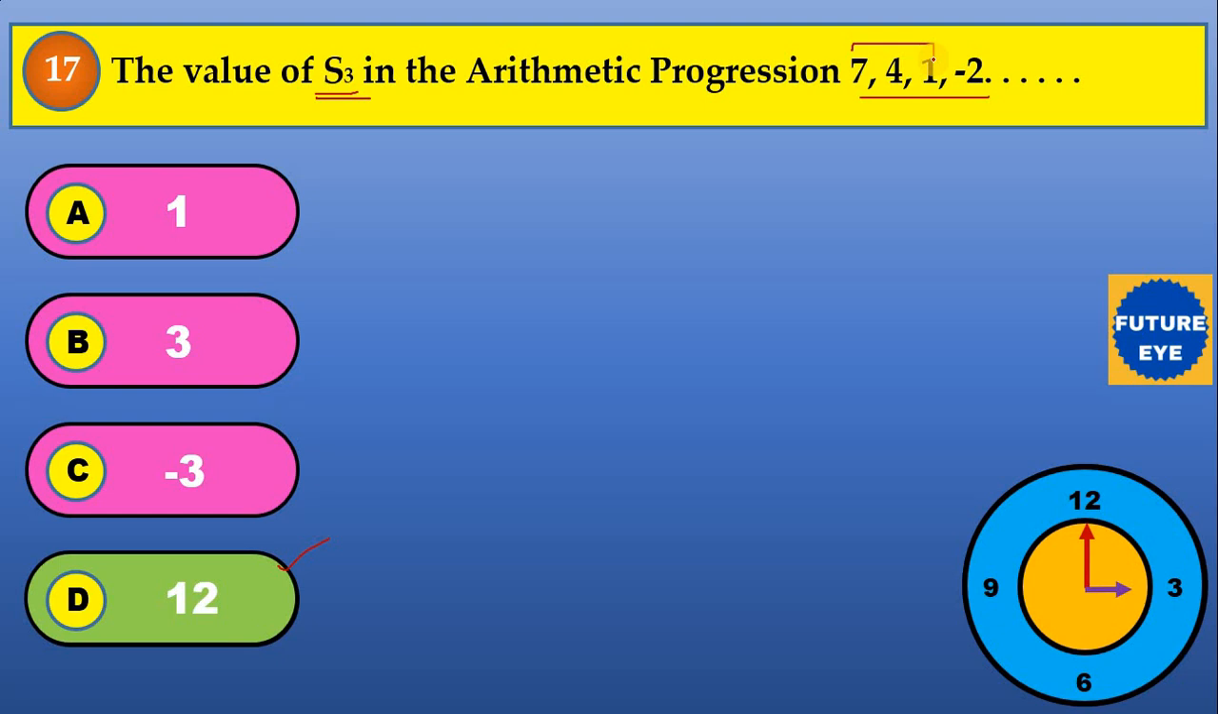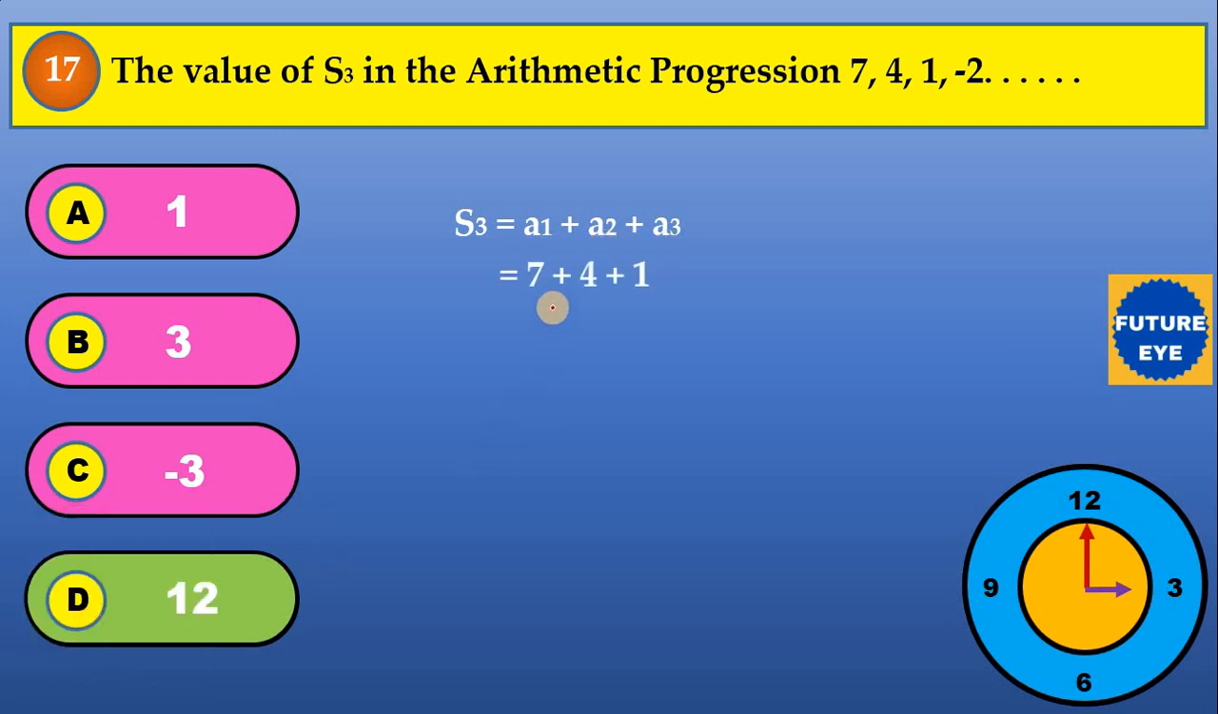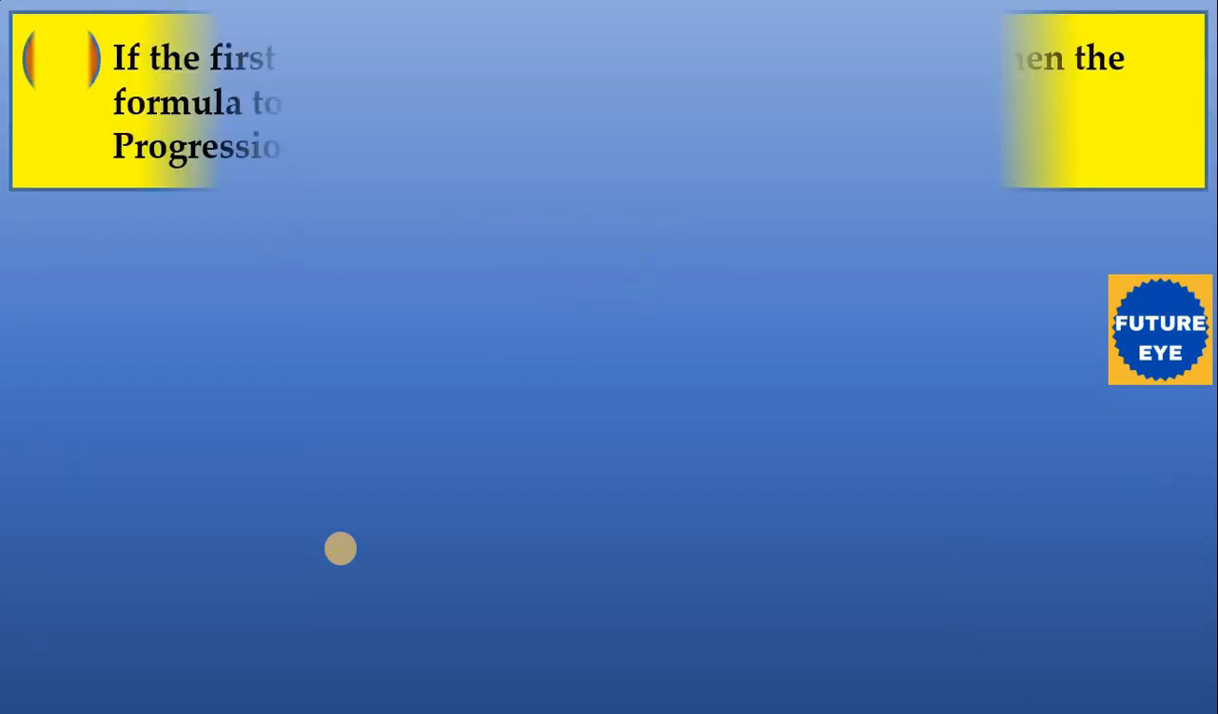See, S1 always means the A value, children. S2 means the sum of 2 terms, A1 plus A2. S3 means A1 plus A2 plus A3. So let's add the beginning 3 terms, A1 plus A2 plus A3. Now let's substitute the values. We get 7 plus 4 plus 1. So 7 plus 4 is 11, 11 plus 1 is 12. So the correct option is D. Let's take another problem, children.